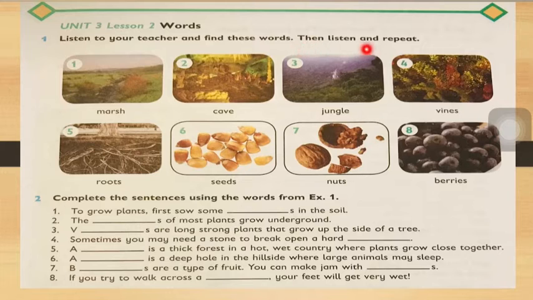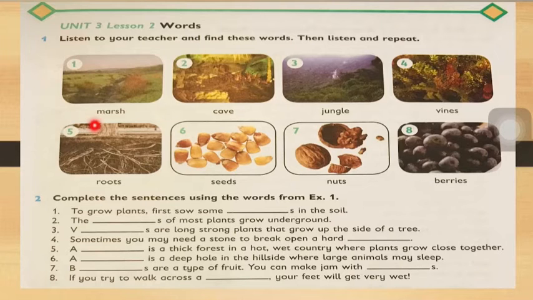Then listen and repeat. Now children, I will read the words and you have to repeat after me. Number 1, marsh. Number 2, cave. Number 3, jungle. Number 4, vines. Number 5, roots. Number 6, seeds. Number 7, nuts. And number 8 and the last word is berries.